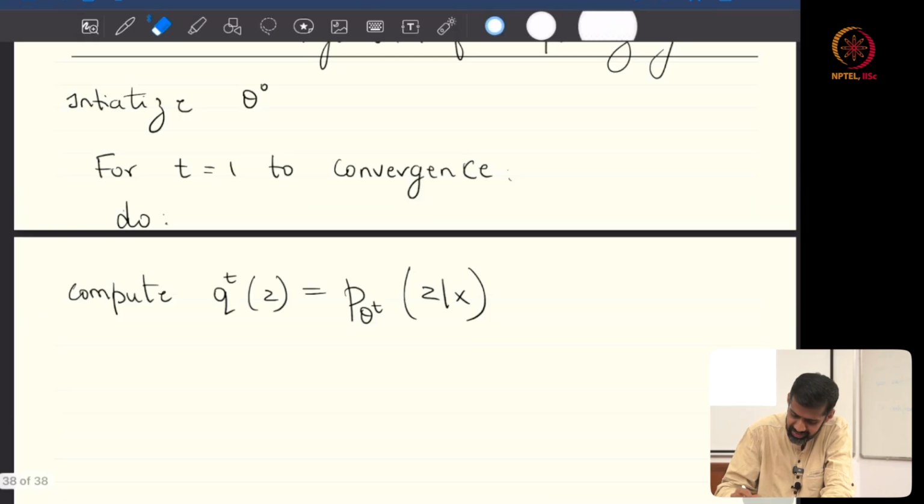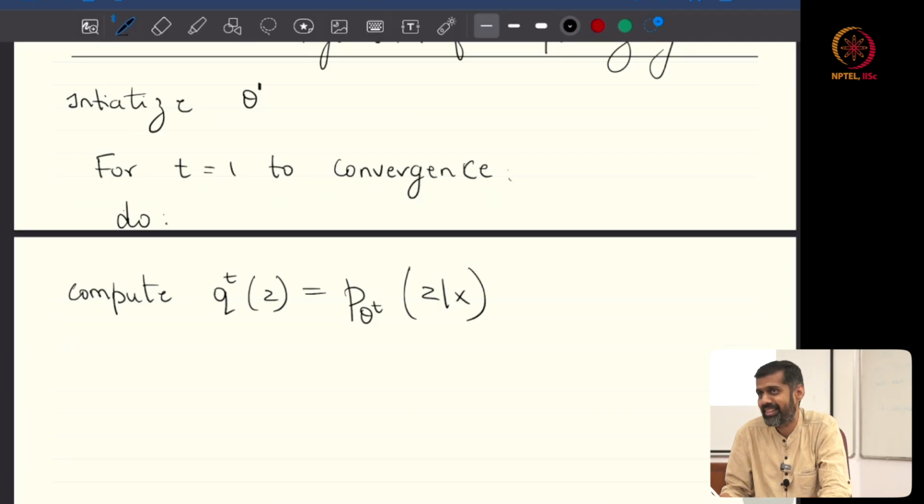Yeah. See, there is this counting from 0 versus counting from 1 issue that I always get into because I am trained as an electrical engineer, right? So we count from 1. For t equal to 1 to convergence to compute this.